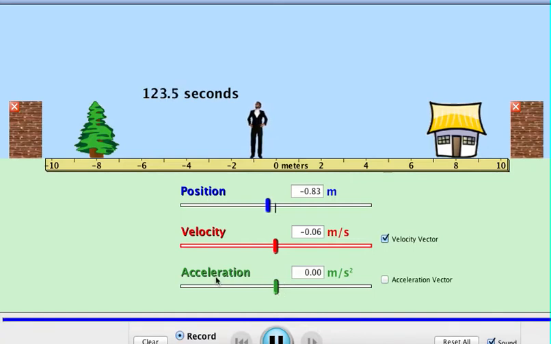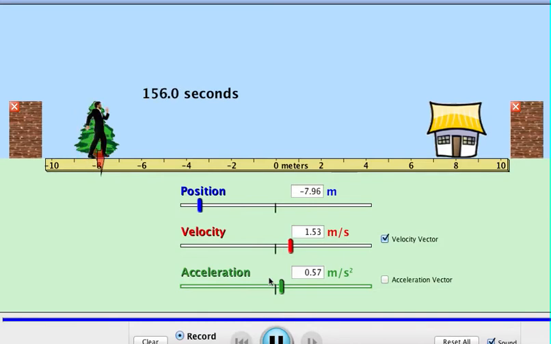The final term we want to look at is acceleration. And acceleration tells you how quickly your velocity is changing. So I'm going to give this guy an acceleration, and you'll see his velocity is getting faster and faster all the time until he crashes into the wall. Again, acceleration tells you how quickly your velocity is changing. We could have positive accelerations, which means you're gaining speed, or negative accelerations, which means you're slowing down, or gaining speed backwards.